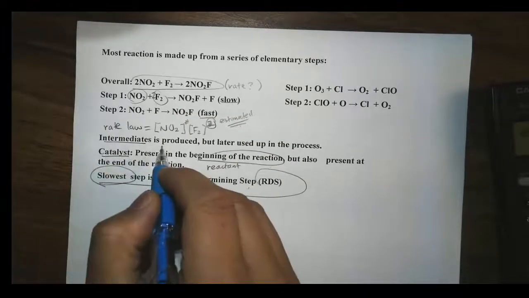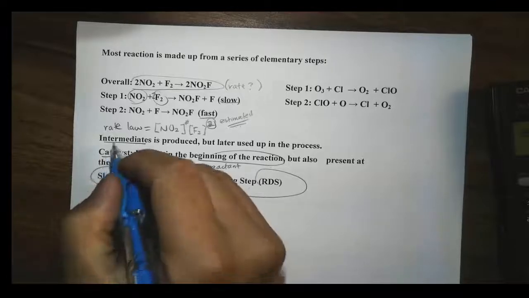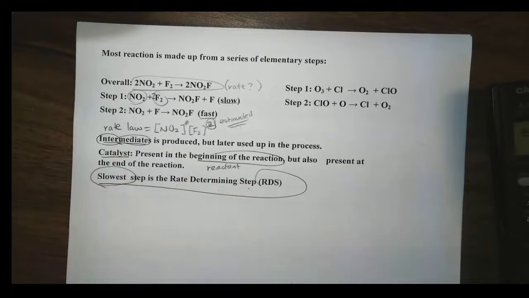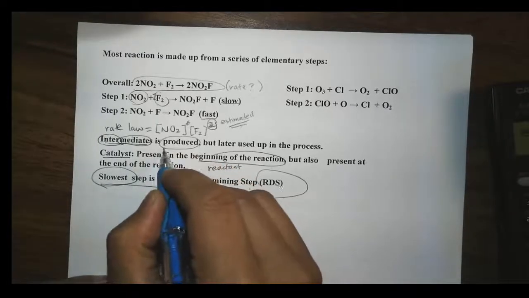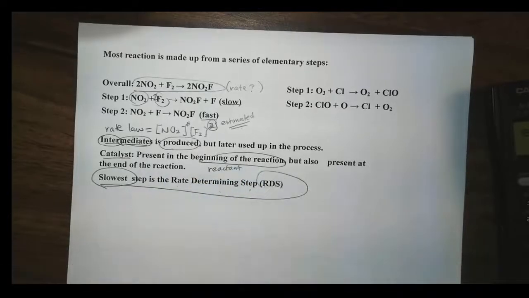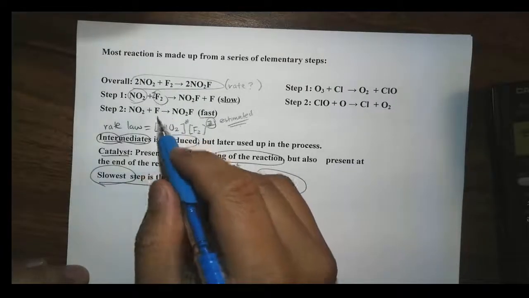Then we also have the term intermediates. Well, what are intermediates? Think of the word intermediates. This is a chemical that is produced in the process, but is later used up in the process. So the key words are produced as a product, and used up in the process. Now let's do an example based on this problem.